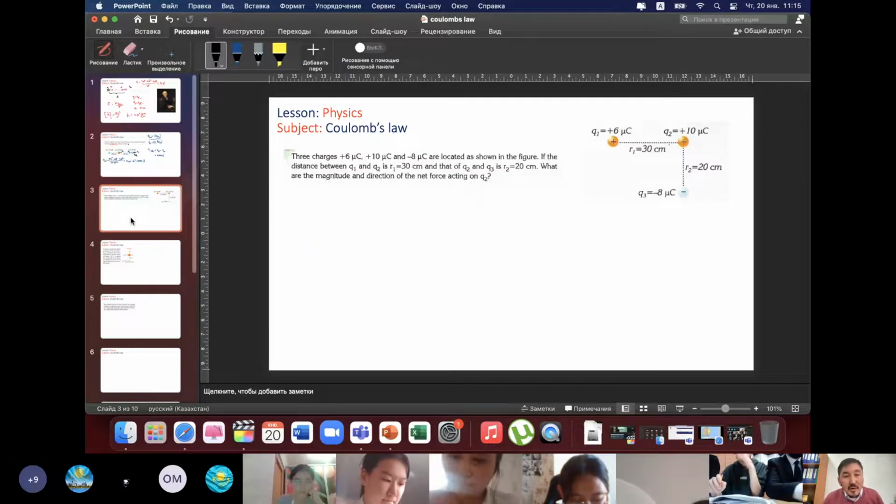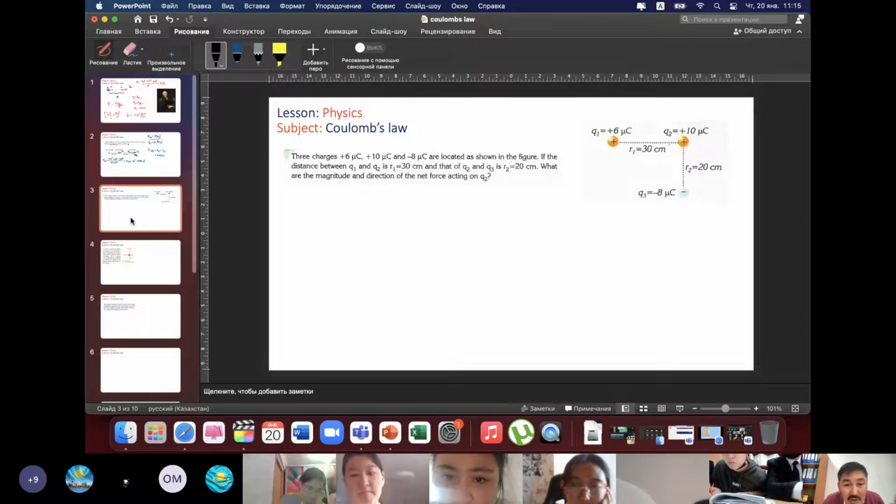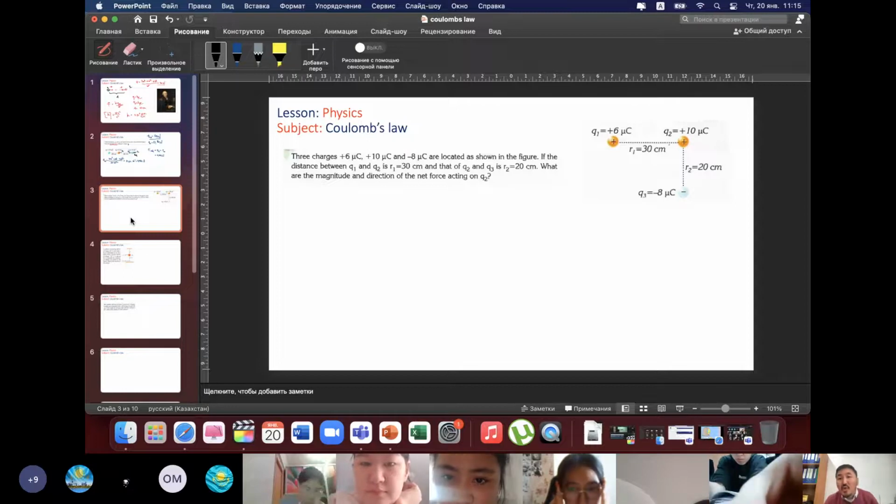Three charges of 6 microcoulombs, 10 microcoulombs, and minus 8 microcoulombs are located as shown in the figure. If the distance between Q1 and Q2 is 30 centimeters, and that of Q2 and Q3 is 20 centimeters, what are the magnitude and direction of the net force acting on Q2?